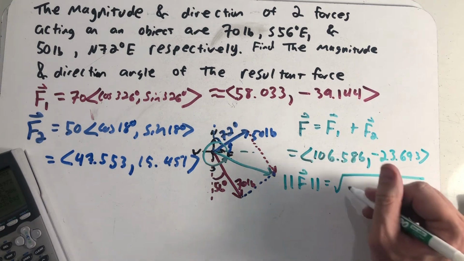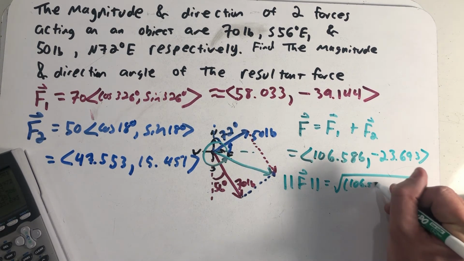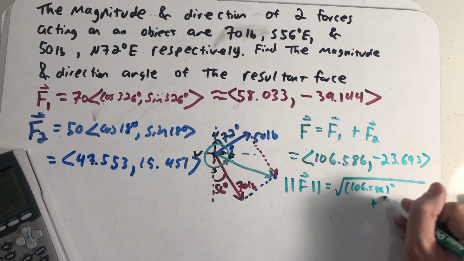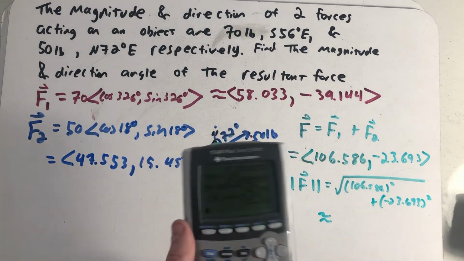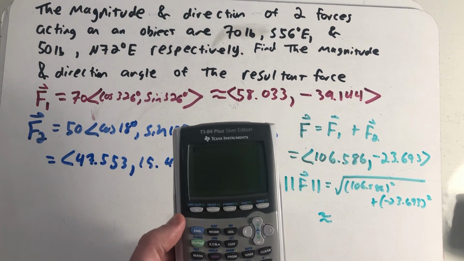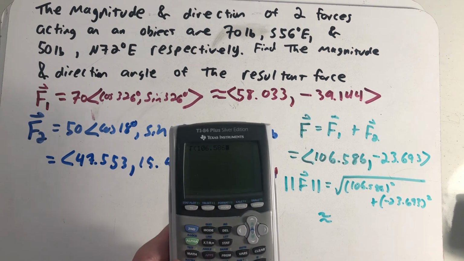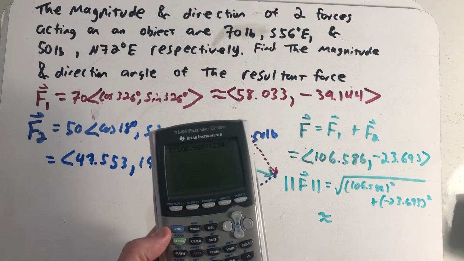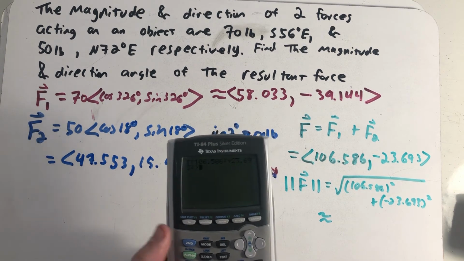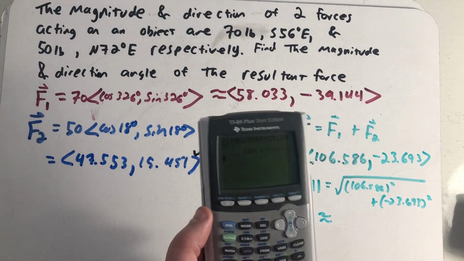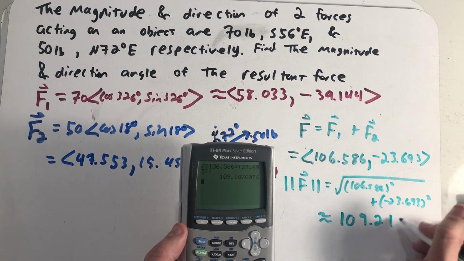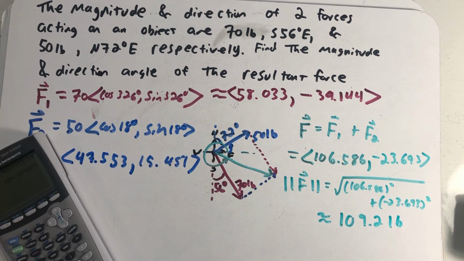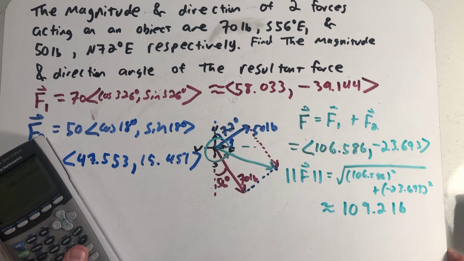So that's going to be the square root of 106.586 squared plus minus 23.693 squared. And we can go on and find that magnitude. The square root of 106.586 squared plus 23.693 squared, not worrying about that minus because a negative squared, of course, is a positive. And here I get that magnitude, 109.2 pounds. The resultant force, 109.2 pounds. And now we need to find a direction angle.